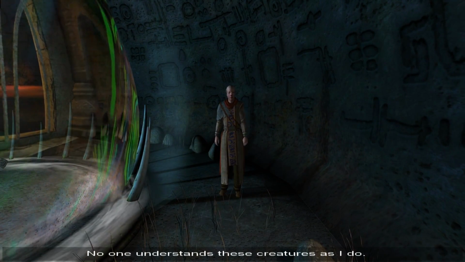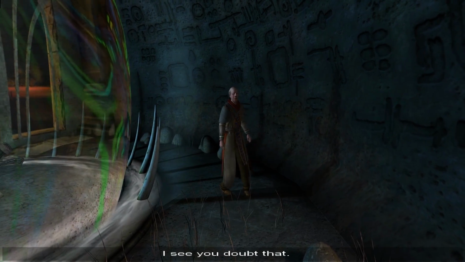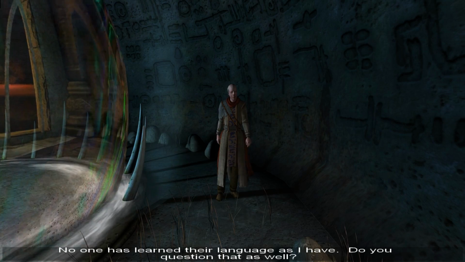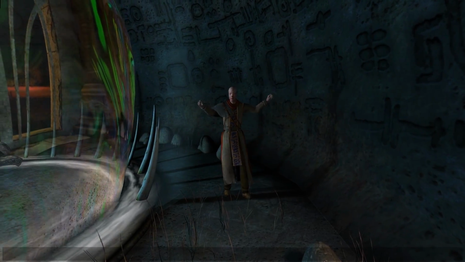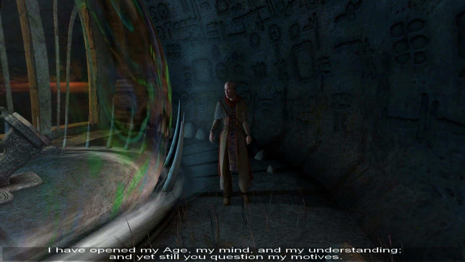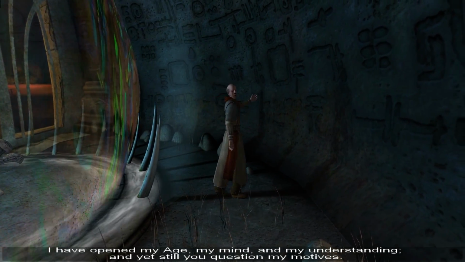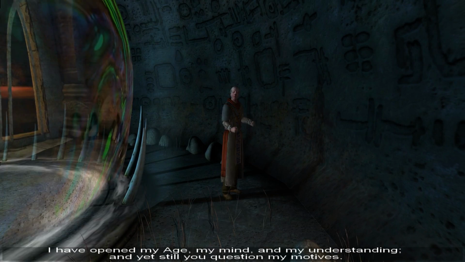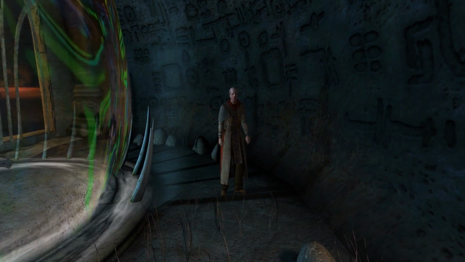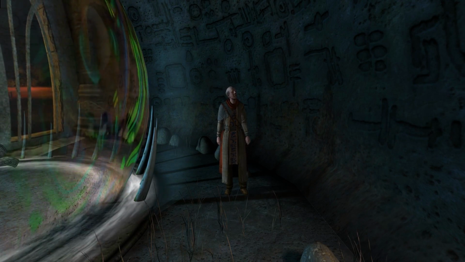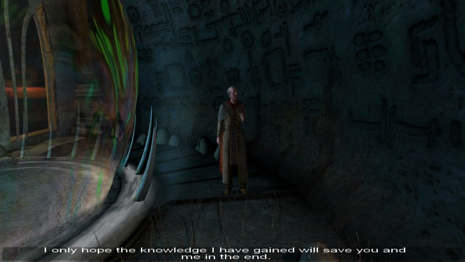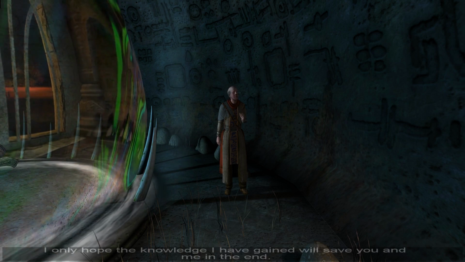No one understands these creatures as I do. I see you doubt that. No one has learned their language as I have. Do you question that as well? What other doubts has she placed in your mind? I have opened my age, my mind, and my understanding, and yet still you question my motives. I only hope the knowledge I have gained will save you and me in the end.